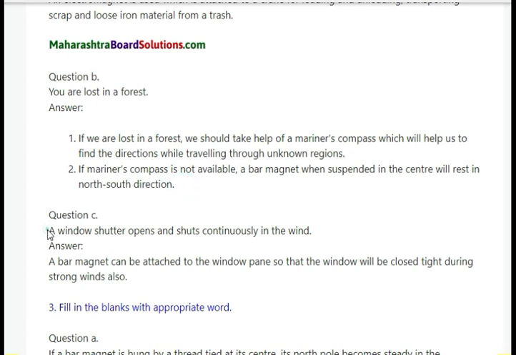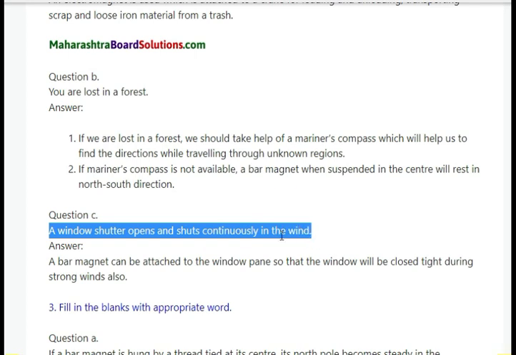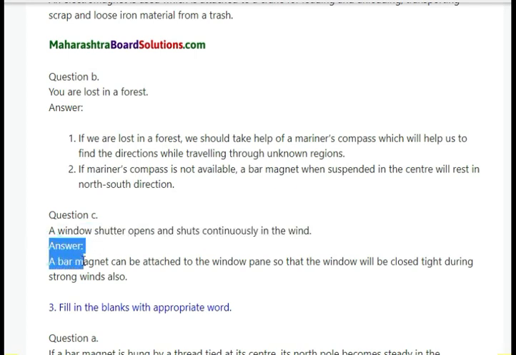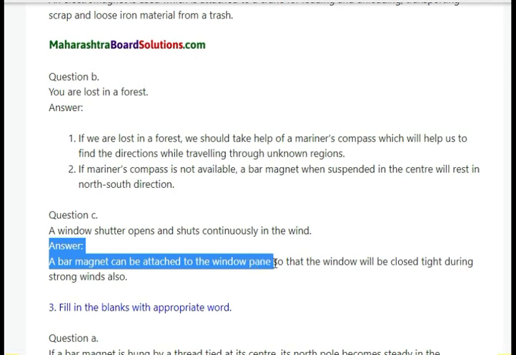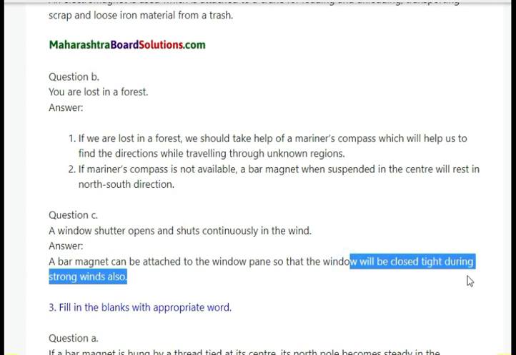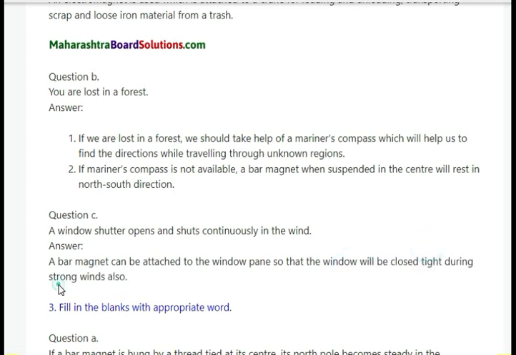Question 3. A window shutter opens and shuts continuously in the wind. Answer: a bar magnet can be attached to the window pane so that the window will be closed tight even during strong winds.